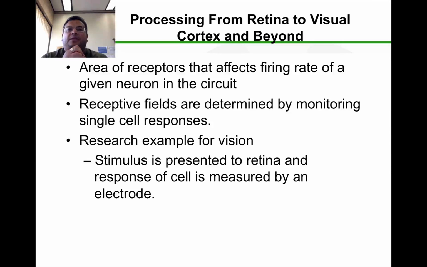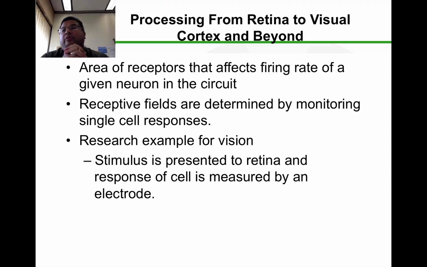Okay, a receptive field. A receptive field is an area of receptors that affects the firing rate of one neuron in the circuit. So if you've got a cable of neurons that are running to the brain, what you want to do is identify one of those axons inside that nerve and figure out which receptors, say for example in the eye, which area of the retina, which receptors in the retina make that particular axon fire. Okay, and once you do that, you will have identified the receptive field that receptor is responsible for.